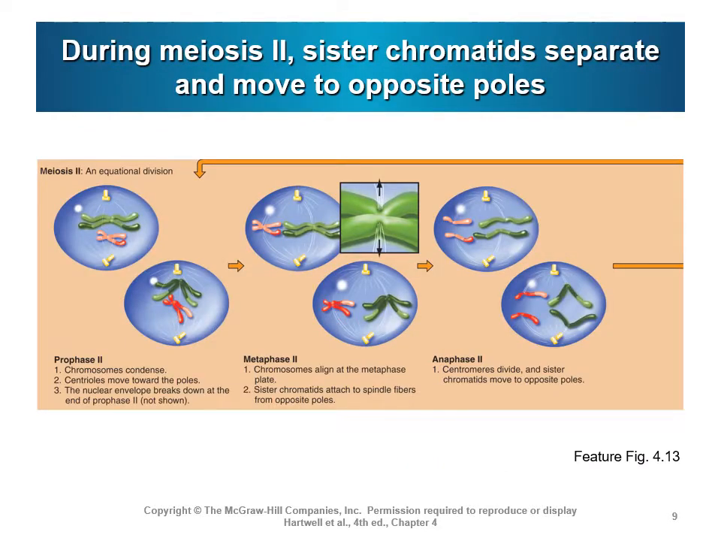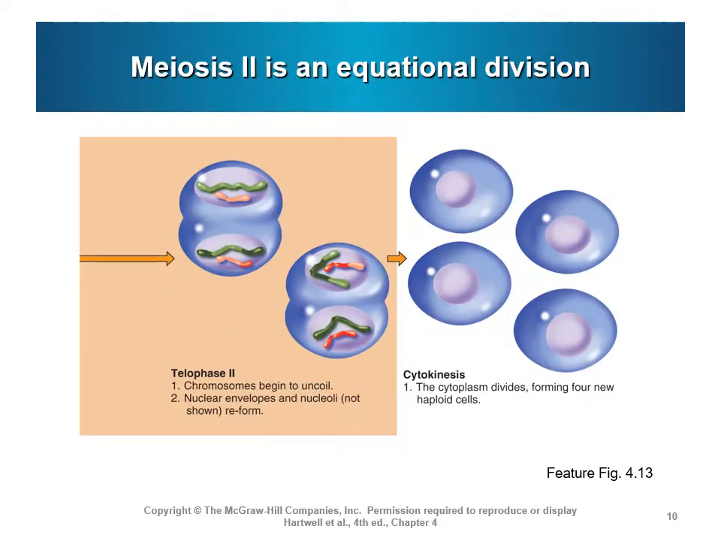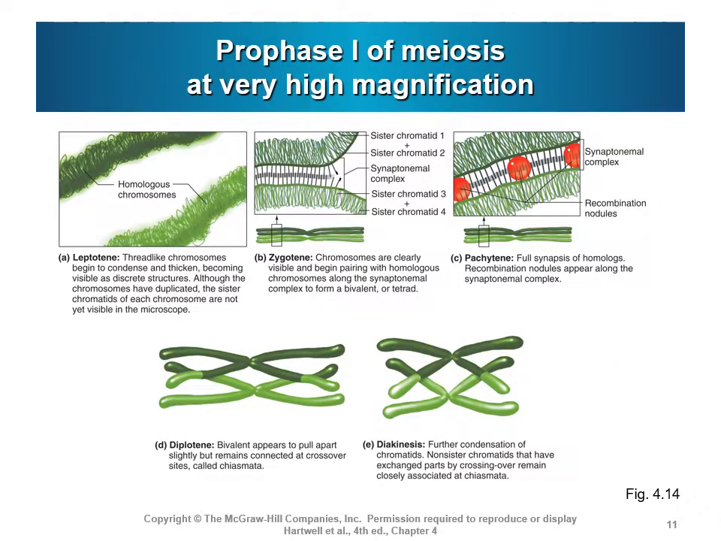So meiosis II is very similar to meiosis I, with only one exception: even though we are seeing cell division, we don't deal with DNA duplication here. Here is a graphical representation of that. Here is a very interesting example of prophase I of meiosis with very high magnification, where one can see the leptotene, zygotene, pachytene, diplotene, and diakinesis.